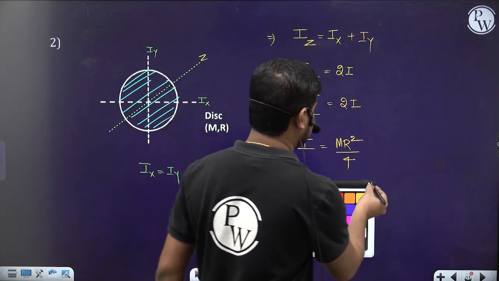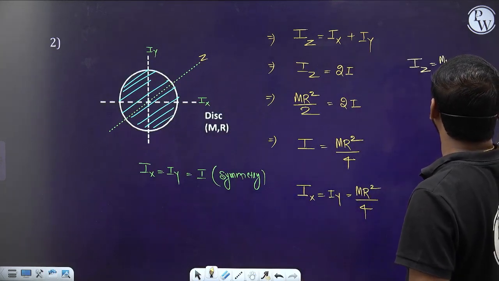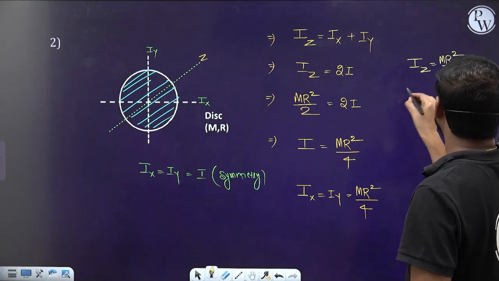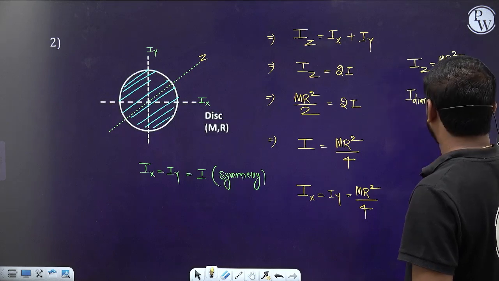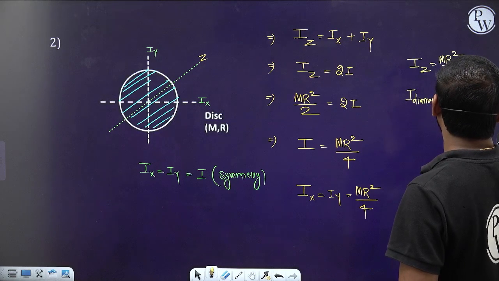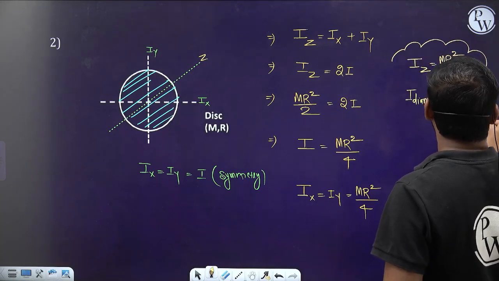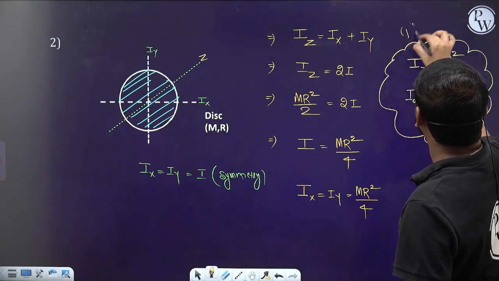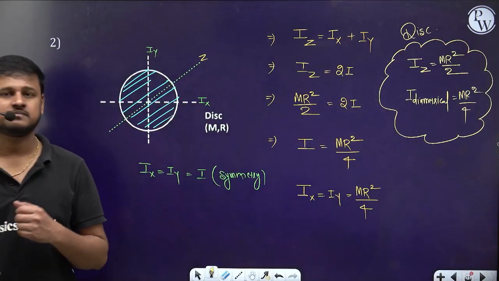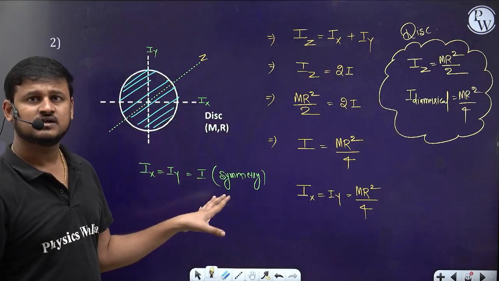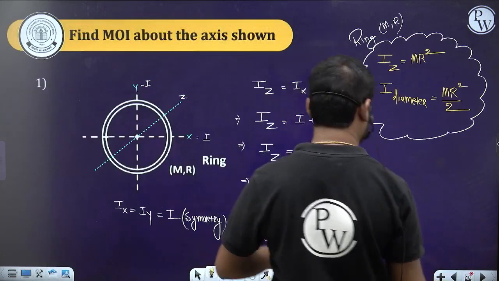Now you can write the conclusion here. About its z axis it's going to be mr square by 2. About its diametrical axis it's going to be mr square by 4. This is for the circular disc. Clear? Understood, guys? These are the standard results everyone should remember. Done? This one and this one.